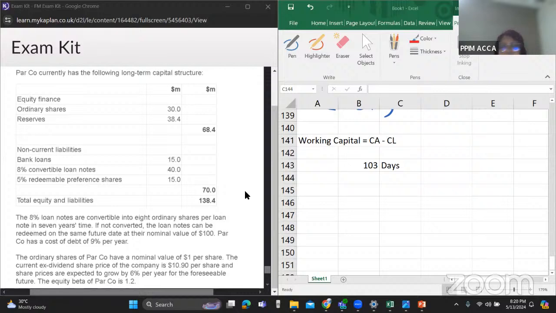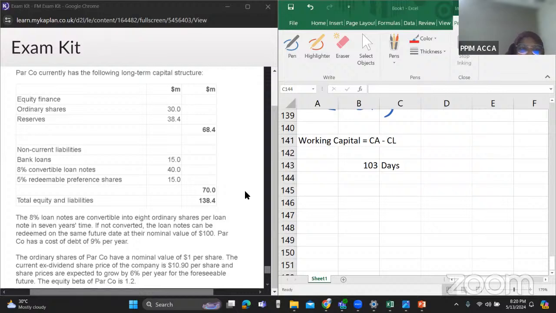Okay. So let me also go through this and I'll show you what you need to figure out when you're reading a question, right? So it says here, car company currently has the following long-term capital structure. Okay, so we have equity. Ordinary shares worth 30 million. Reserves are 38.4, total of 68.4.